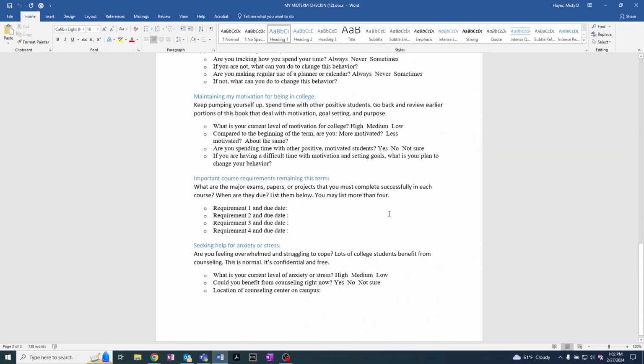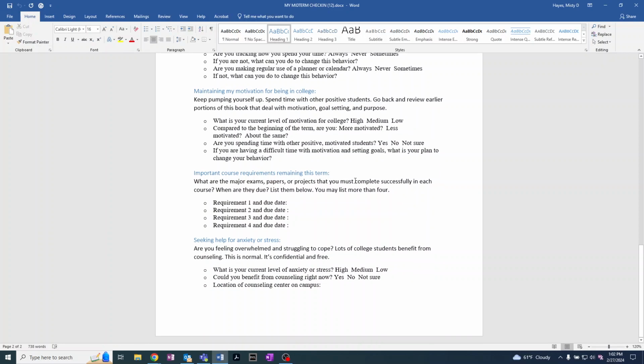The next section is really going to be talking about your motivation, right? When we were back in chapter 1, we talked about your purpose, your motivation. So, thinking about what your current level of motivation is now, I want you to assess and really be honest about where you are. Are you more motivated, less, about the same? Are you engaging with other positive students that are keeping you motivated? If you are having a difficult time, like setting goals or motivation, do you need to make any changes in your behavior?